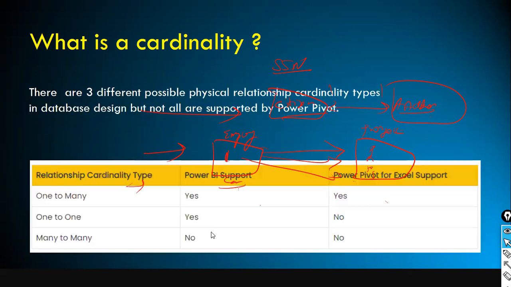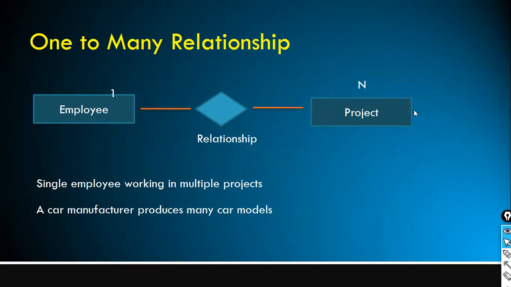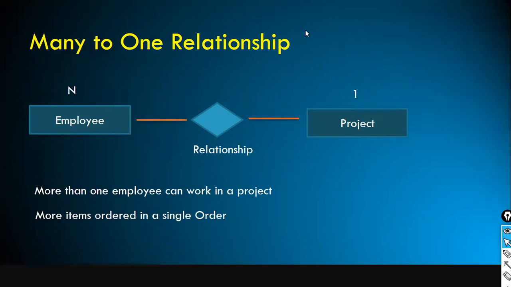And many-to-many relationship, we have discussed a while back. Let's see other examples. A single employee is working on more than one project. A single car manufacturer produces many cars. A customer can order more than one item. A single customer can order more than one item.